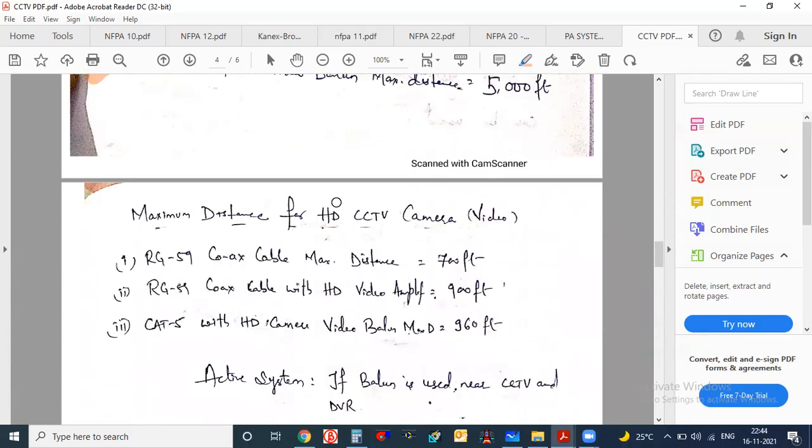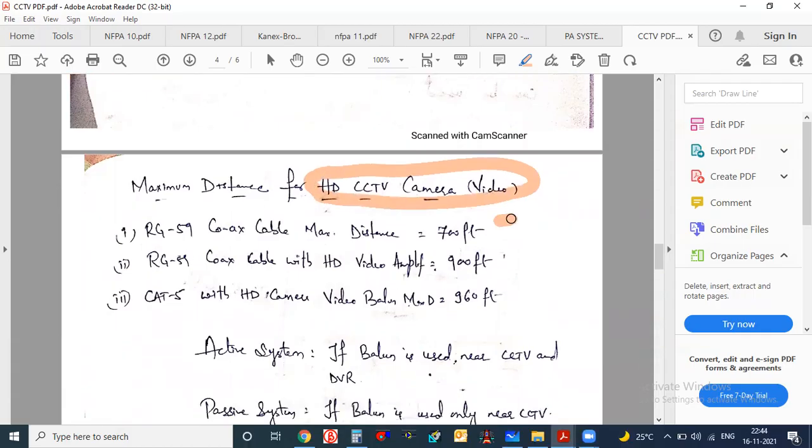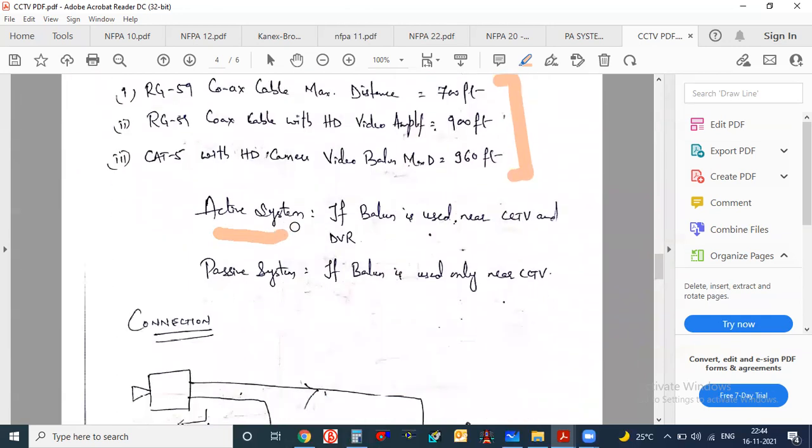Maximum distance for HD CCTV. If you are using the HD camera, these are the ranges given. RG59, Cat 5. These are the ranges. Now here it is talking about the active system and passive system. If balun is used near CCTV and DVR, it is an active system. If balun is used only near CCTV, it is a passive system.